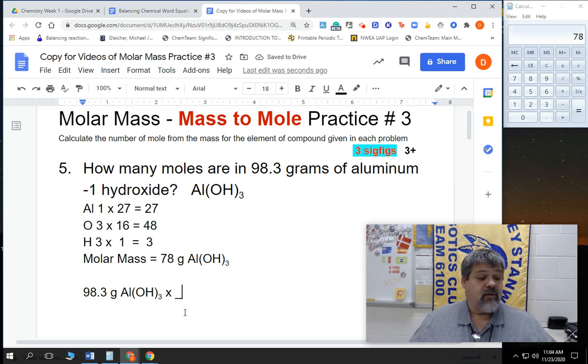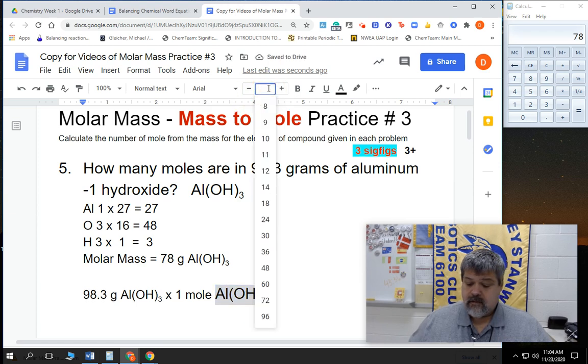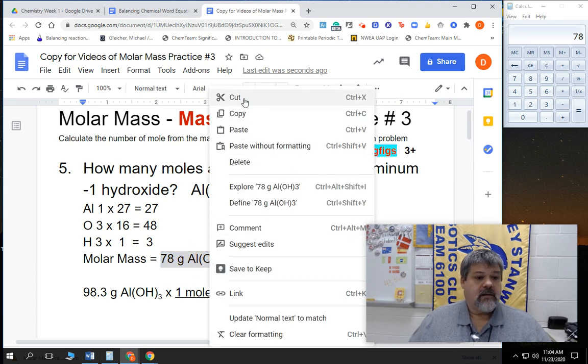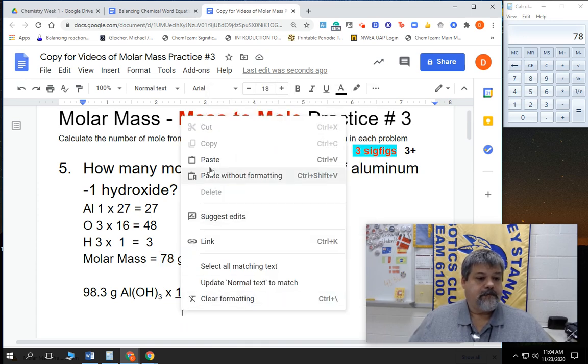And what are we going to put on bottom? We'll put grams. So what grams? Well, how many does 1 mole? So I can put 1 mole of aluminum hydroxide right there. And we're going to underline that, excuse me. And then on the bottom, we're going to put, well, how many grams does that 1 mole equal? That 1 mole equals our molar mass, which is 78 grams. So we're going to just copy that and paste that on the bottom.